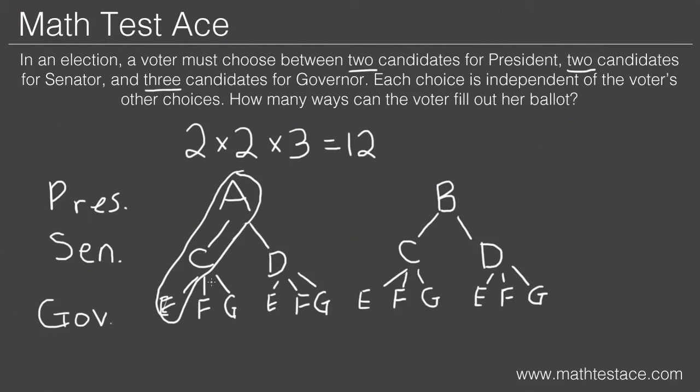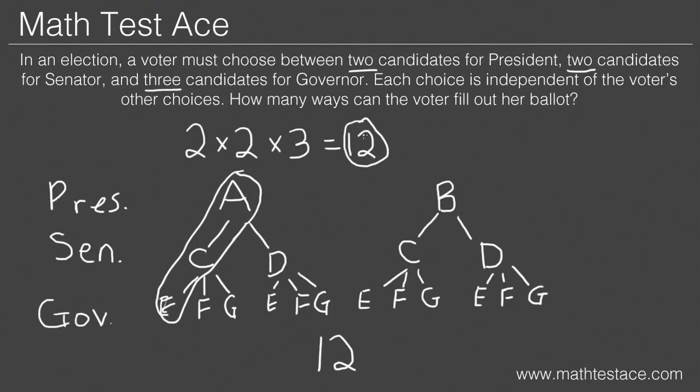So let's just count out how many options there are. The number of options there are is just the number of branches at the end of each of our trees. 1, 2, 3, 4, 5, 6, 7, 8, 9, 10, 11, 12. There are 12 choices. The reason that there are 12 choices, and that's what we got when we multiplied, is that when we branch out in our tree, we multiply at each step.